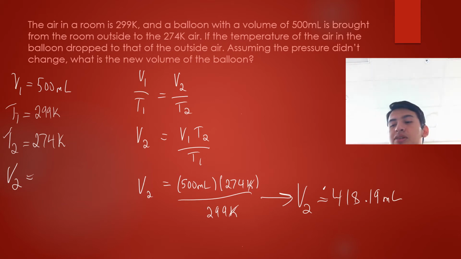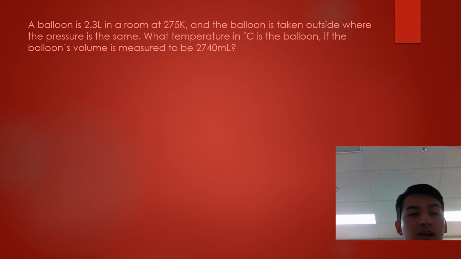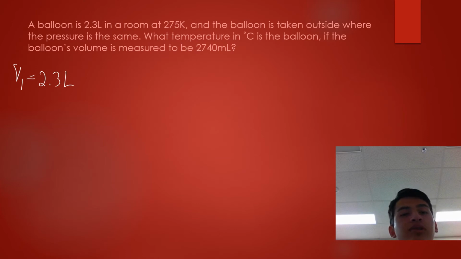Moving on to the next example in 3, 2, 1. Okay, example 2. A balloon is 2.3 liters in a room at 275 Kelvin, and the balloon is taken outside where the pressure is the same. What temperature in degrees Celsius is the balloon if the balloon's volume is measured to be 2,740 milliliters? Okay, so looking at this question, it tells us volume 1, which is the volume of the balloon beforehand, which is 2.3 liters. It also tells us temperature 1, which is 275 Kelvin, the temperature of the air inside the balloon before it was taken outside.